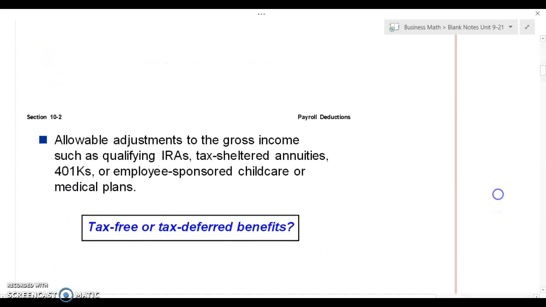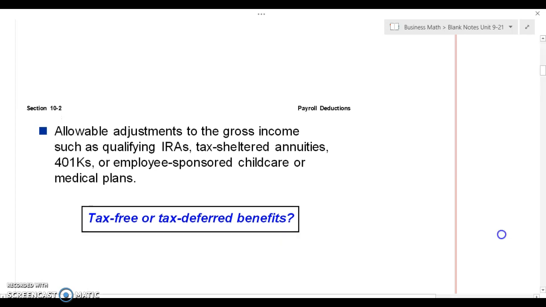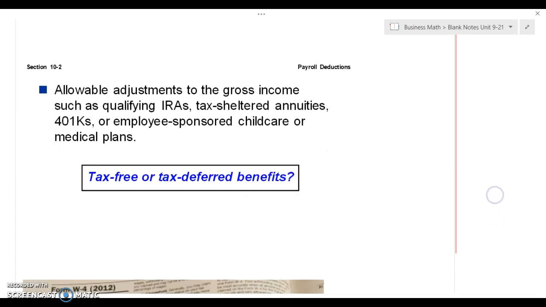Last words, there's allowable adjustments to your gross income, which are IRAs, tax sheltered annuities, 401ks, employee-sponsored childcare, or medical plans. And it could be tax-free or tax-deferred benefits. So what I want you to have out when we do these questions is figures 10.2, 10.3. You have a packet of all these figures that we're going to be using to answer these questions.